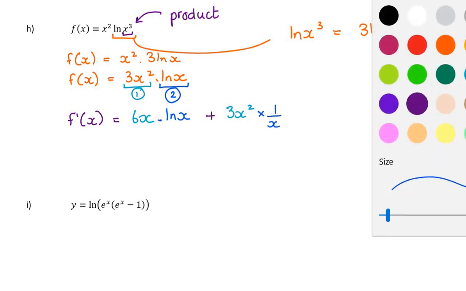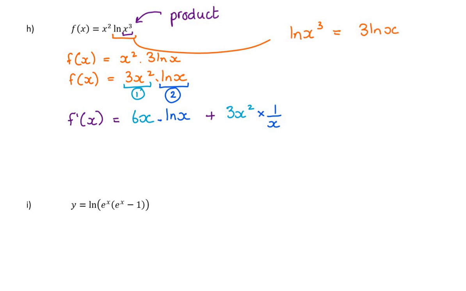So if I write that a little bit more neatly, I'd get 6x ln x, and one of my x's would cancel, so I get plus 3x. So that's pretty nifty. Again, the log law helping me, but that was a log law and then a product. Now, just out of interest, let's try and do this question if we didn't use the log law and see what we'd get.